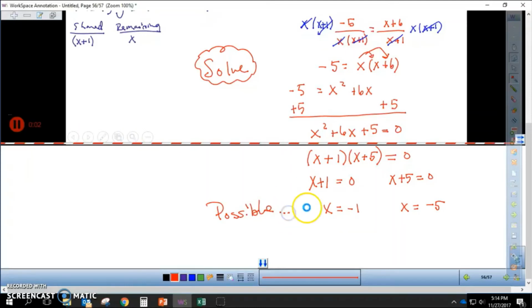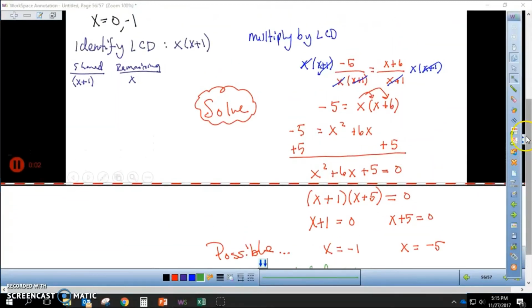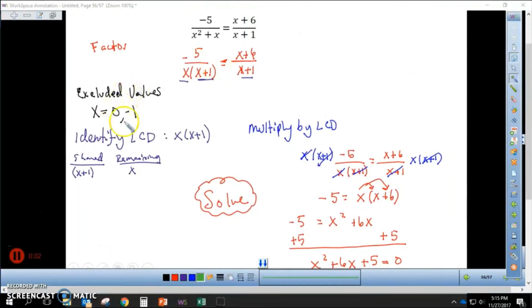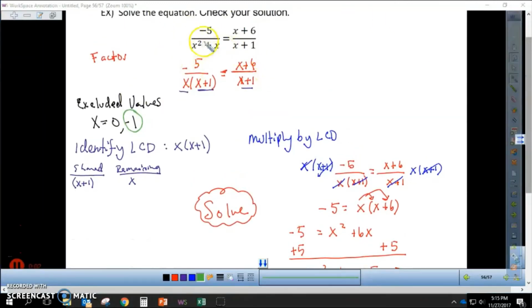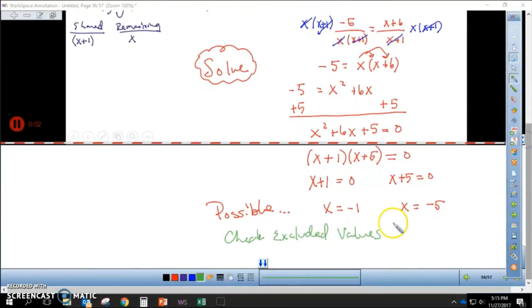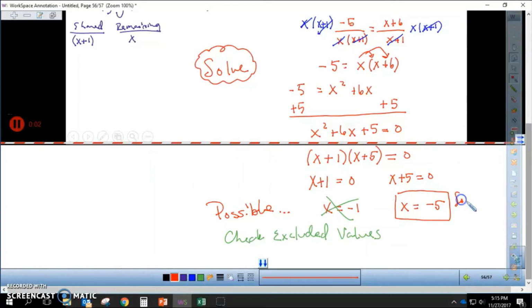And I say possible because we need to go back and we have to check our excluded values. Okay, and when we do this, -1 and -5, coming back up here, oh, check it out. -1, sorry, -1, you can't come along. You do bad things to our equation. You divide by 0, and that's no bueno. So for that, we cross that out, right? And then this is our final solution here. X is equal to -5.